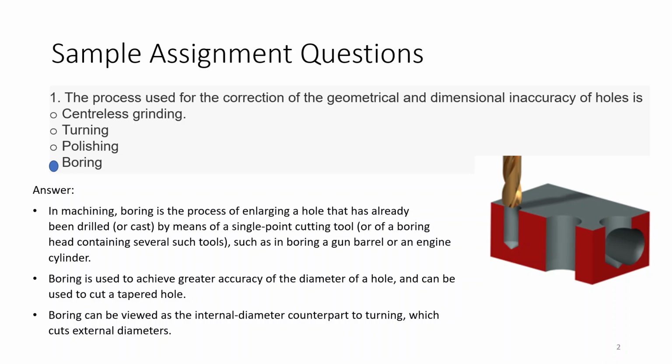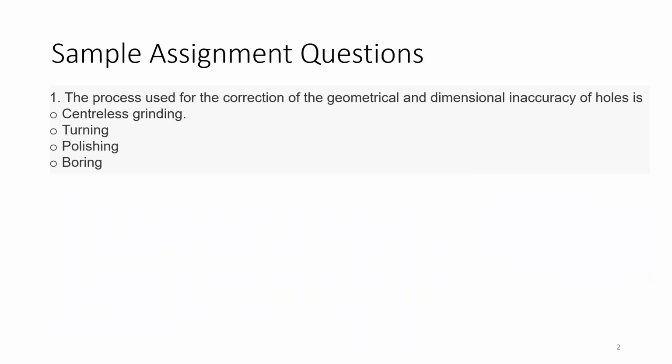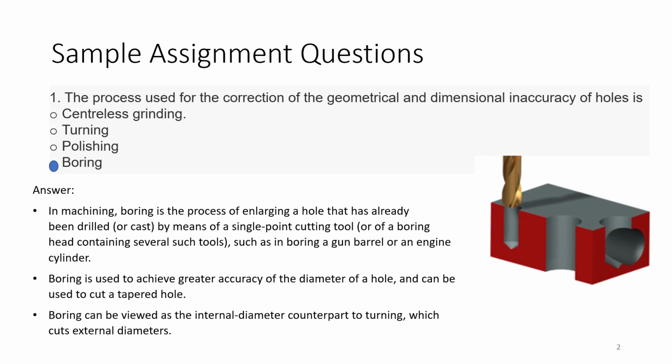I'll be going through sample assignment questions once again. First question was, the process used for correction of geometrical and dimensional inaccuracy of holes is, your options are centerless grinding, turning, polishing and boring. So the answer will be boring.